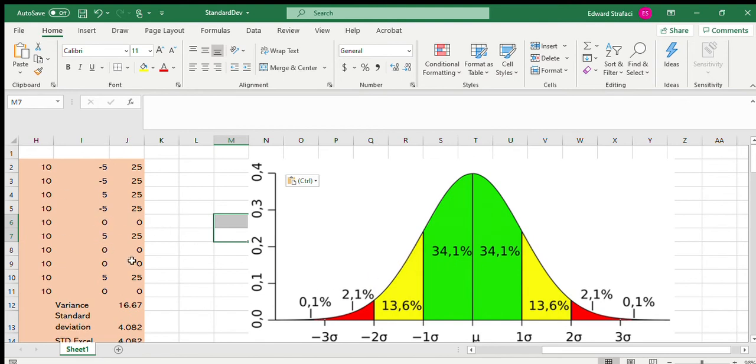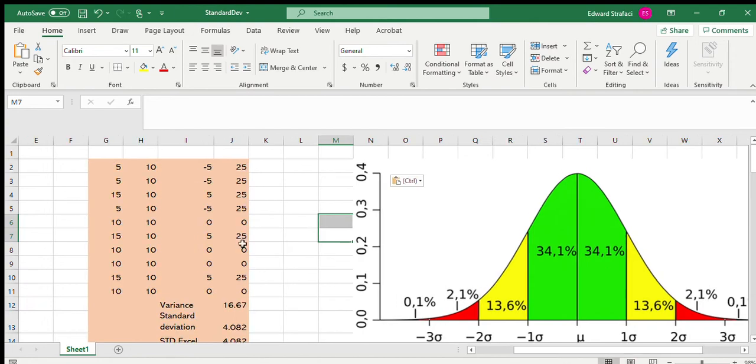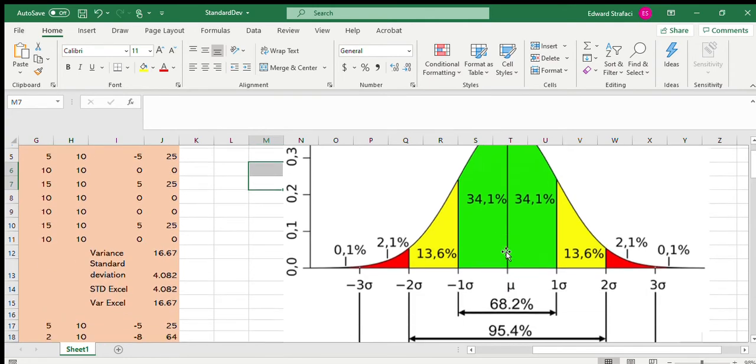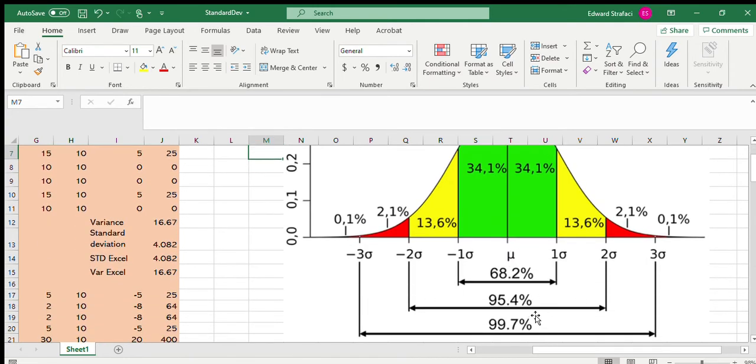Once we standardize our data, then we can safely assume that it falls within a normal bell-shaped curve, and that within 1 standard deviation we have 68%, within 2 standard deviations we have 95%, within 3 standard deviations we have 99%.